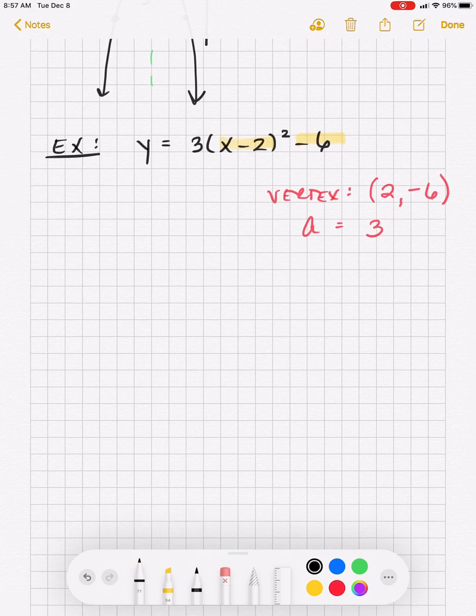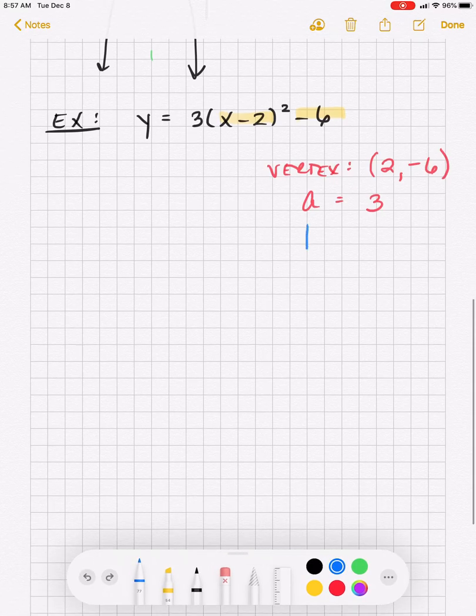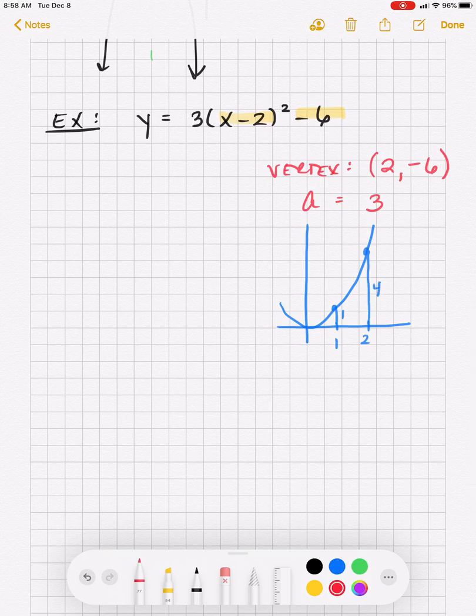And so when I go to graph this, I'm going to do this in blue. This is kind of my thought process. This is the way that a parabola graphs. This is what we have to memorize. We go over 1, up 1, over 2, up 4, right? Well, when we have a vertical stretch of 3, we're going to multiply all these vertical distances by 3.